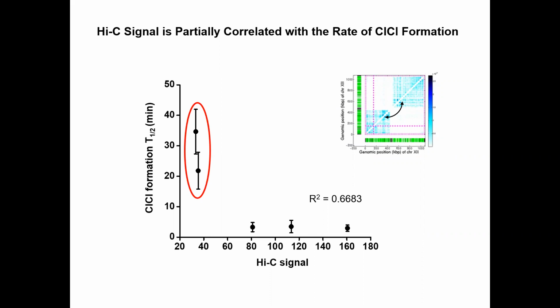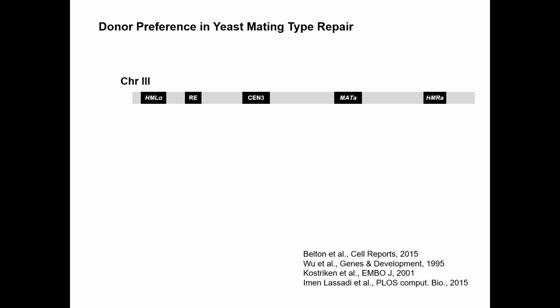Okay, I have to go a bit faster. This is just 3 more slides left. So as I motivated you at the beginning, the purpose of generating CICI is to use this to perturb the chromosome conformation and look at the downstream consequence. So far we have done this one experiment, by looking at the donor preference of yeast mating switch.